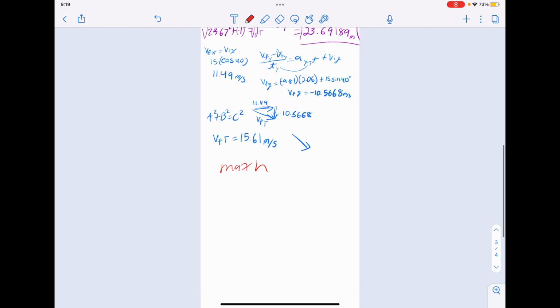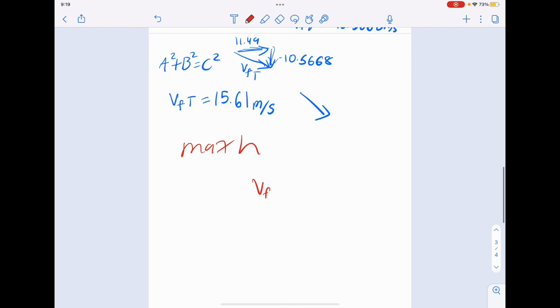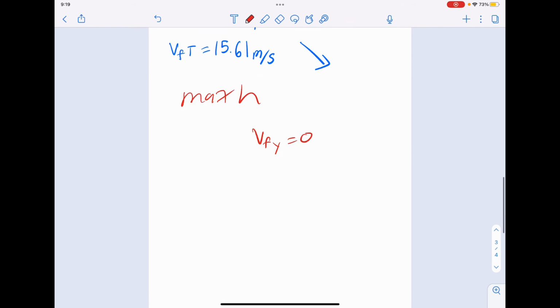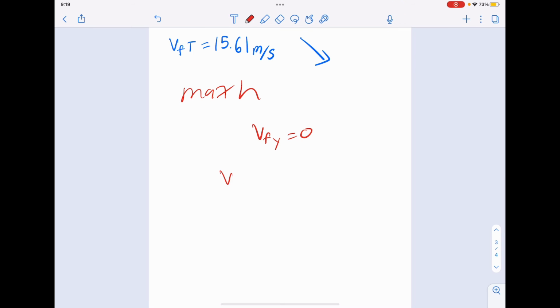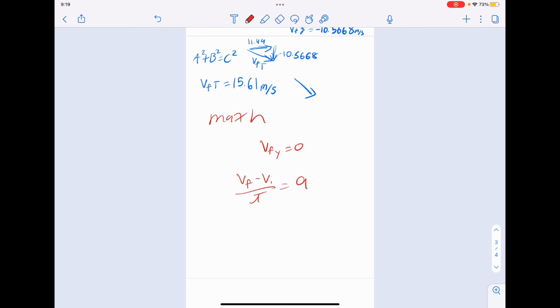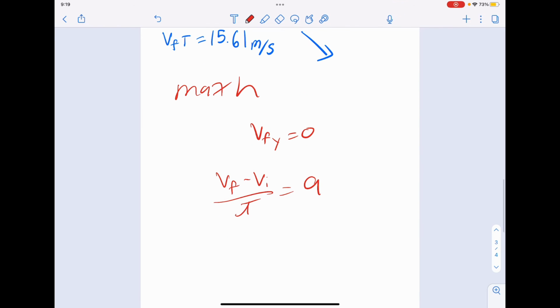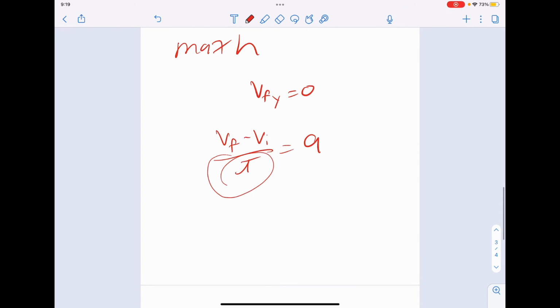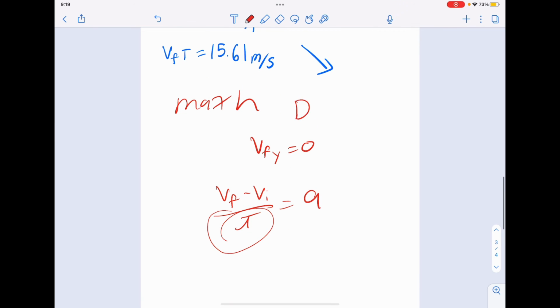we know that at the tippity top, our v final in the y is going to be 0. So if we do v final minus v initial over time equals acceleration, we're going to be able to solve for it. But we don't have our time. Our time is missing. So can we use our other formula? D equals v naught t plus half a t squared.